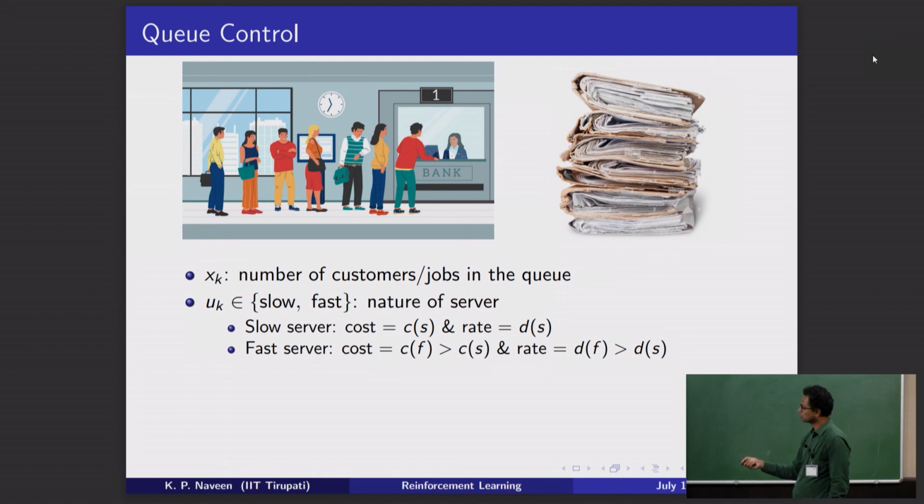If you choose to employ a slow server here, the cost is, let's say, cs. Cost in the sense that you have to pay some amount. And the rate is that you can serve at rate ds, so ds jobs per unit time. In contrast, you can employ a fast server, which is going to cost you more, but its rate is also more.